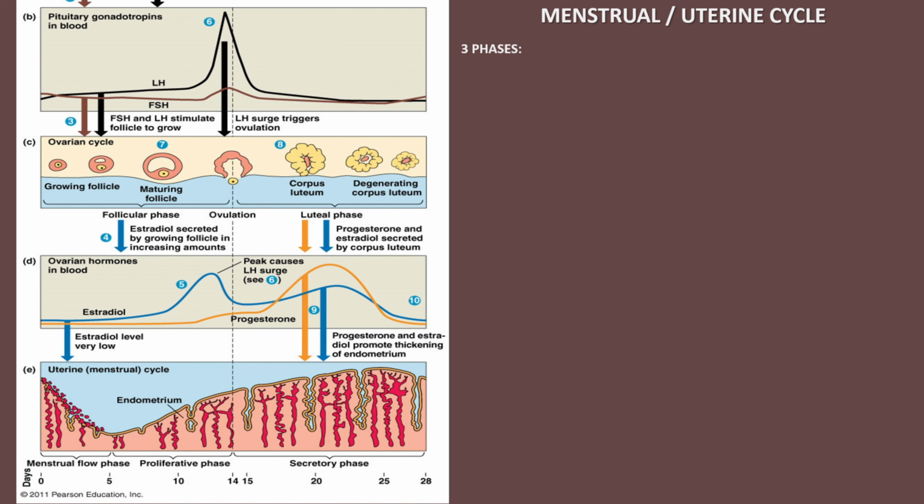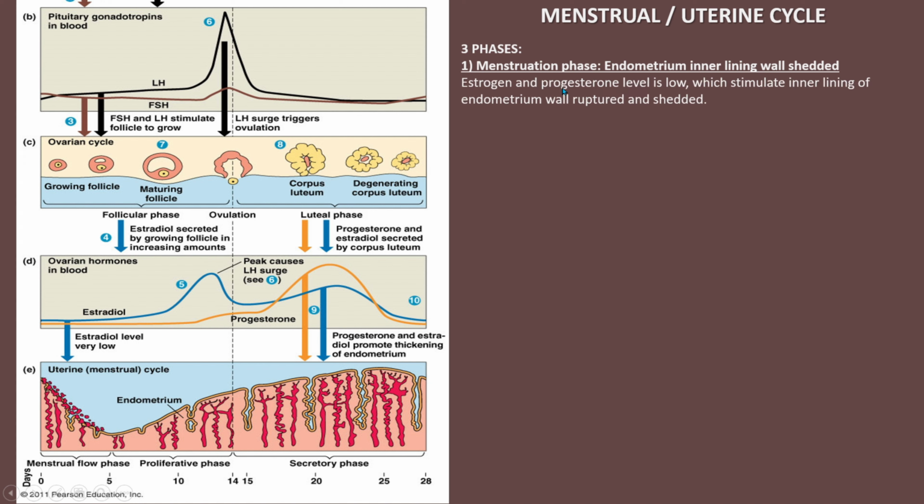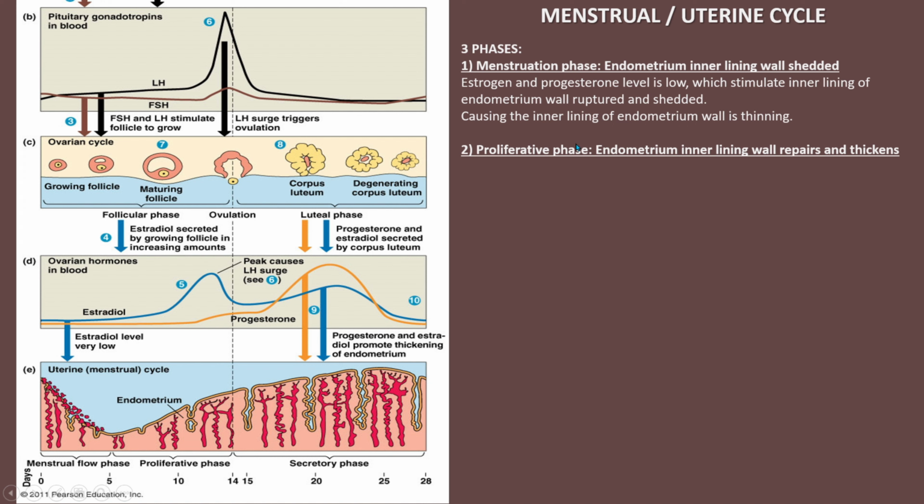So let's look step by step in each phase of menstrual cycle. The first phase is menstruation phase. Endometrium inner lining wall is shed. Estrogen and progesterone level is low, which stimulates the endometrium wall to rupture and shed, causing the inner lining of endometrium wall to thin. Second phase is proliferative phase.